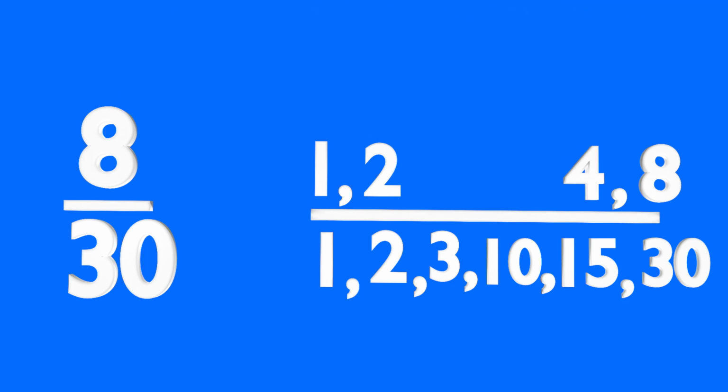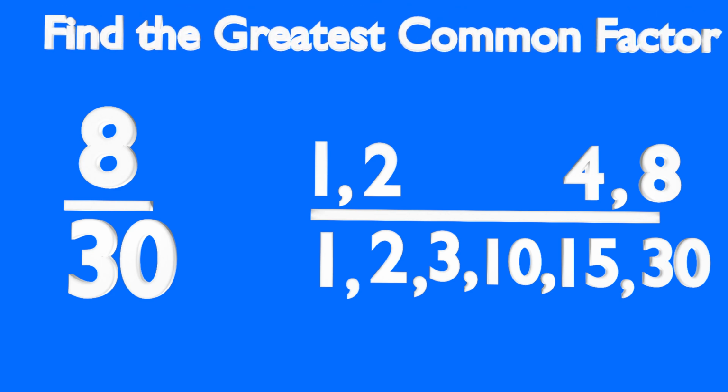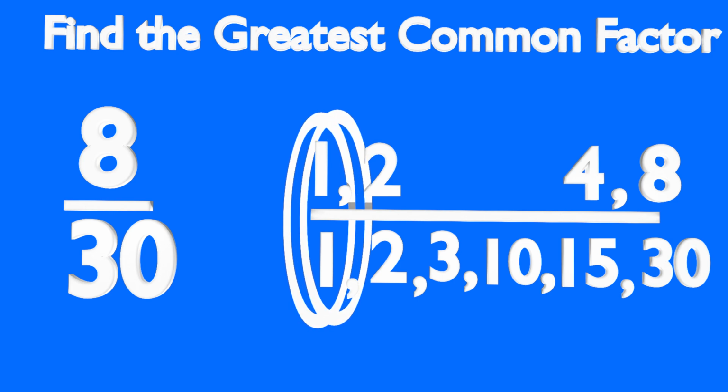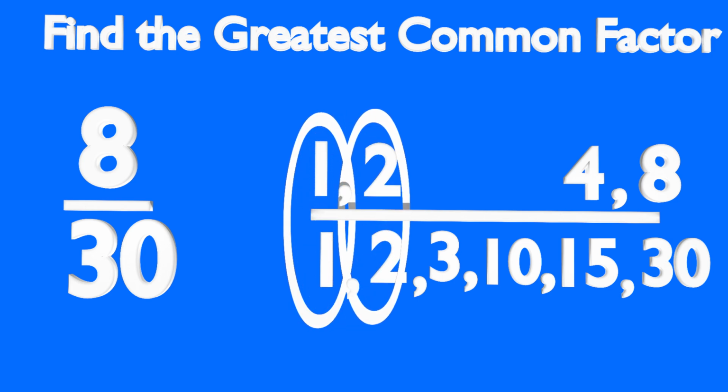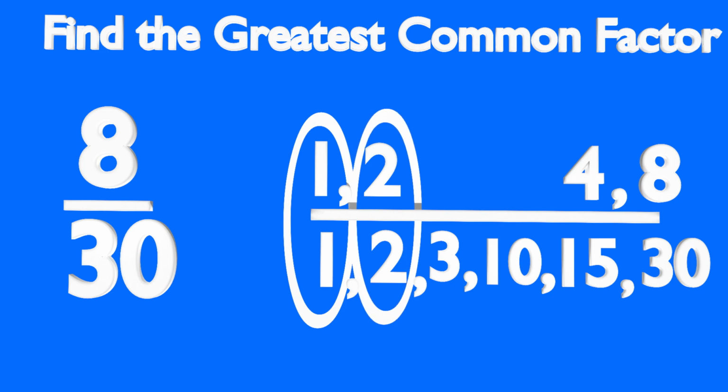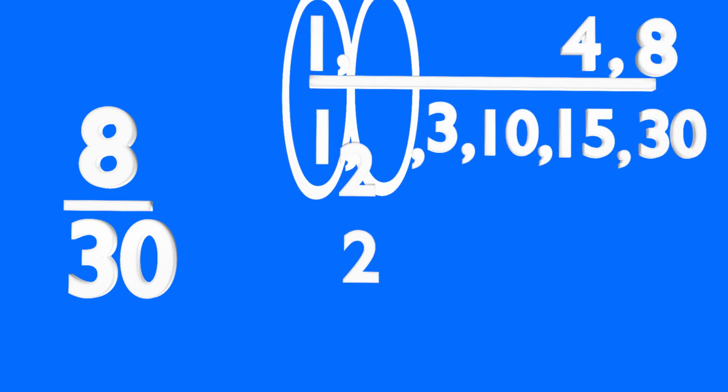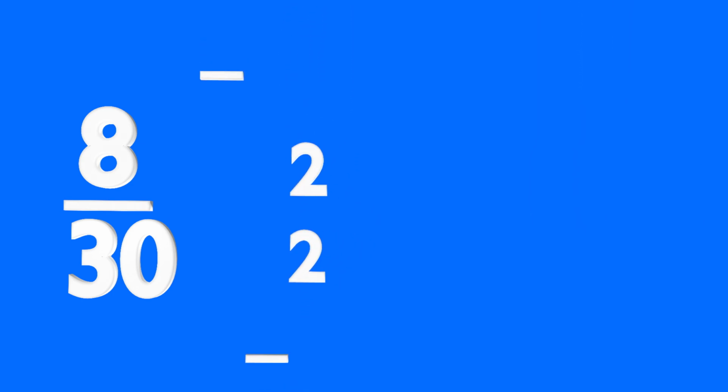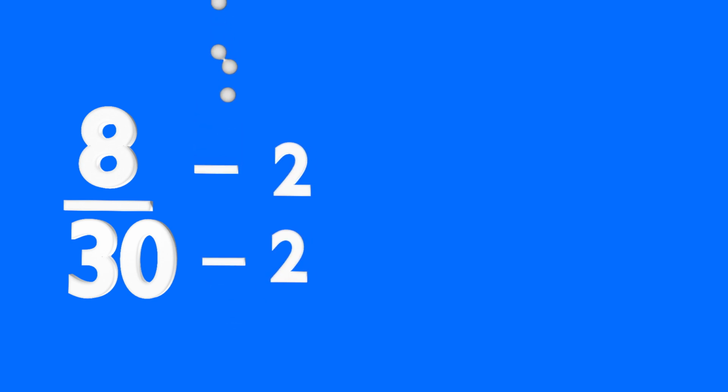Now we need to find the greatest common factor. Well, the common factors each of these numbers have are the 1 and the 2. All the other factors are different. The greatest common factor is the 2. Now what we do is we divide the numerator and the denominator by that greatest common factor, by 2.